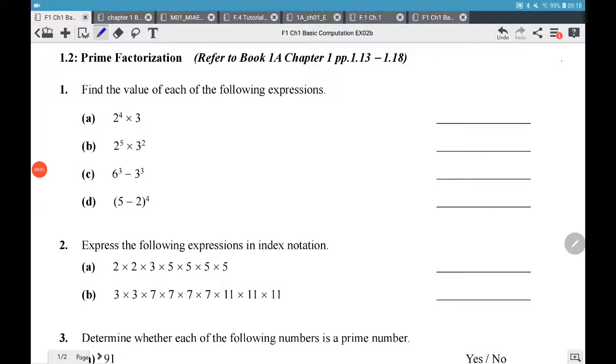Hello, I'm Mr. Choi. Today we will go through two topics in this exercise. The first one is about prime factorization.